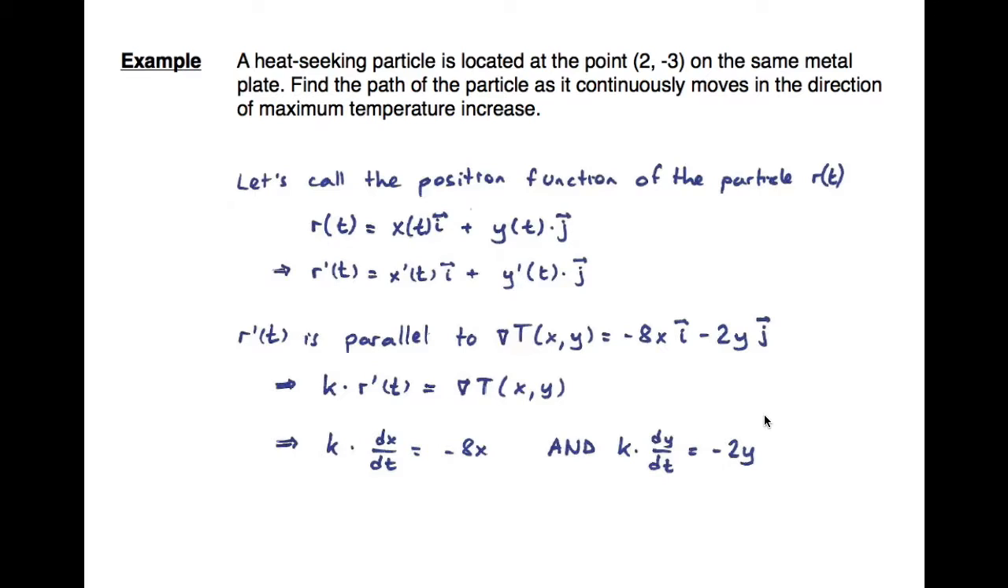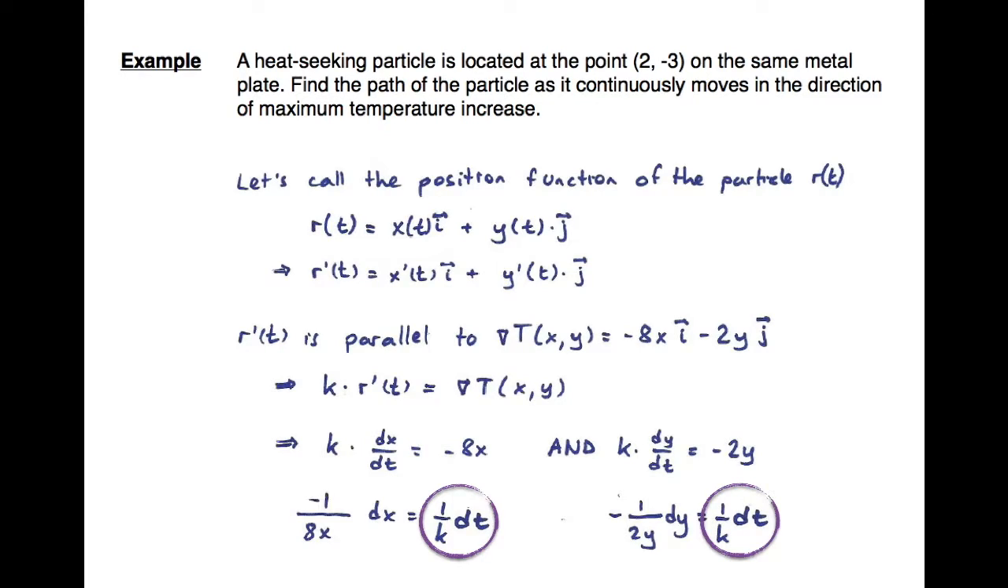So we have two differential equations here: k times dx/dt equals negative 8x, and k times dy/dt equals negative 2y. The most obvious way to solve these two equations is just to take them separately, and we'll do that afterwards. But first, we'll use another idea, and here's what it is. If I separate the variables, negative 1 over 8x dx equals 1 over k dt, negative 1 over 2y dy equals 1 over k dt. If you notice, I can actually substitute 1 over k dt, and I would be rid of the k and the t. So that's actually a better idea.